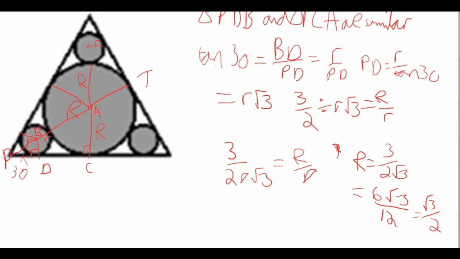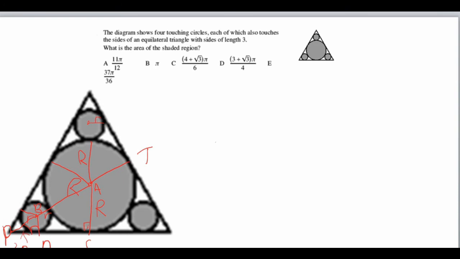So I'm just now going to quickly rub out this board so we have more space. So I'm just going to actually write here that R is equal to root 3 over 2. Okay, so we just worked out that R is equal to root 3 over 2.